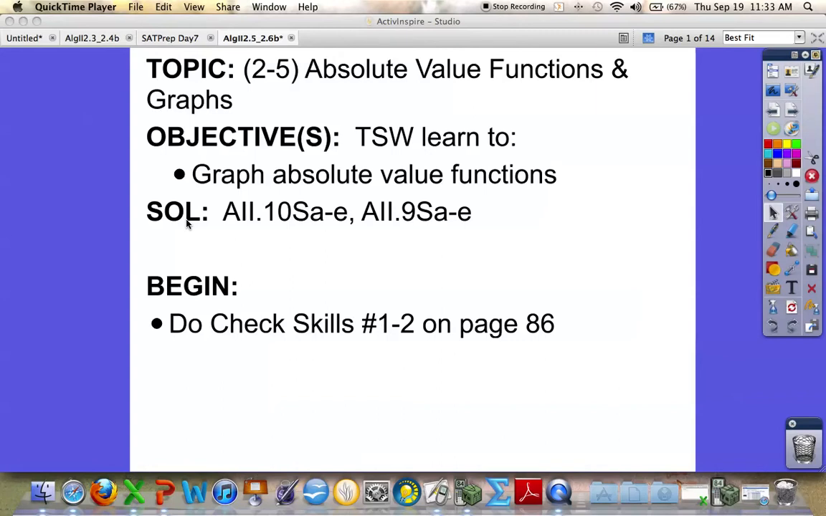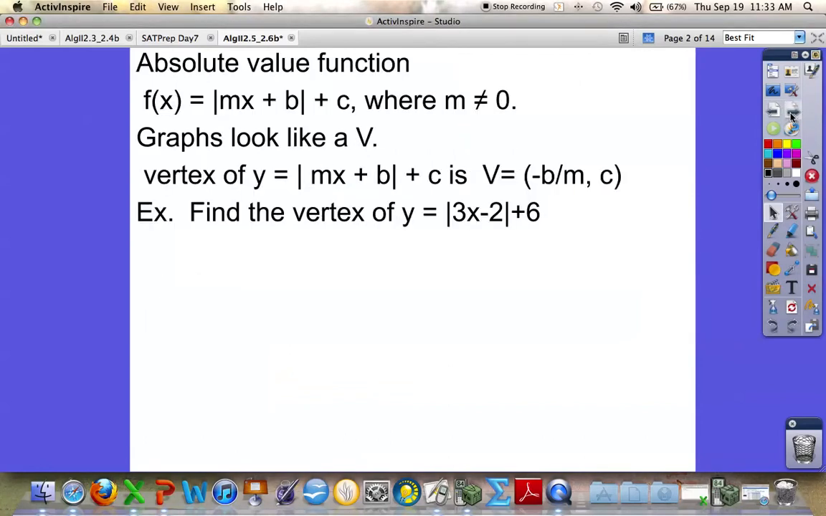Welcome, class. Today we're going to talk about Topic 2.5, absolute value functions and graphs, and also Topic 2.6, horizontal and vertical translations. All right, absolute value functions and graphs.